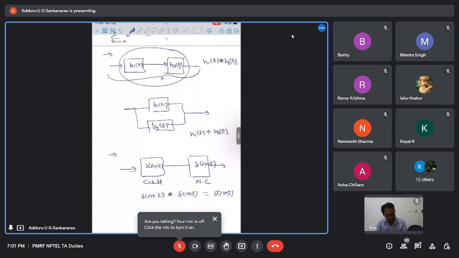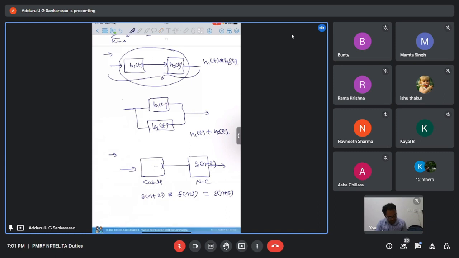Now another case, where the impulse response of the first system is del of n minus 6 and the second system is del of n plus 3. Del of n minus 6 is causal, convolved with del of n plus 3, which gives del of n minus 6 plus 3, so del of n minus 3. This is causal, right?